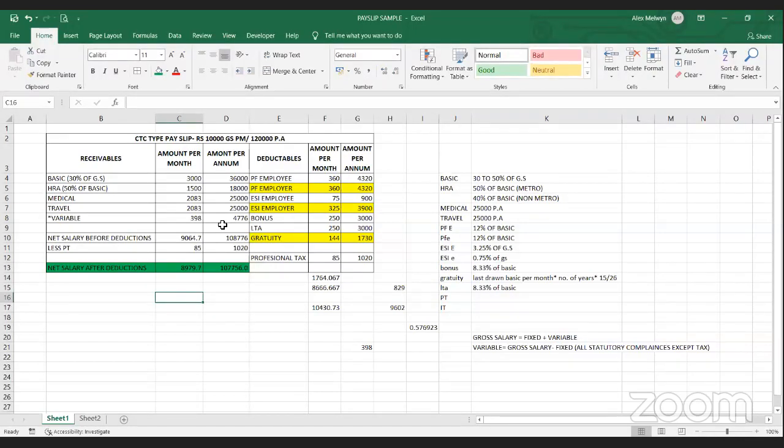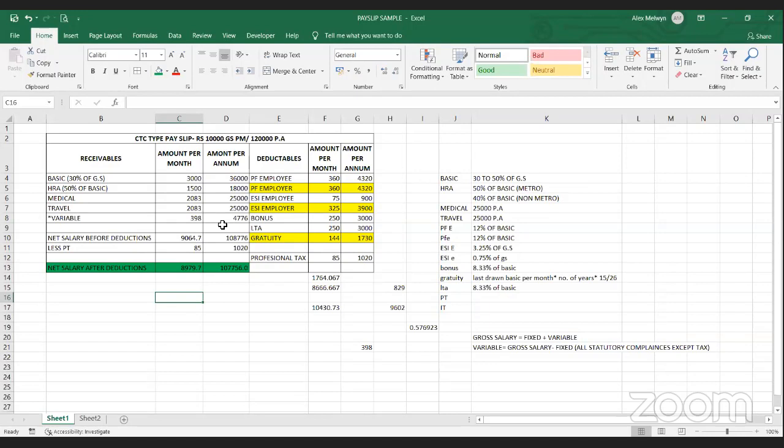These are the steps. The first step is you divide it into two columns, receivables and deductibles. The first four, basic, HRA, medical and travel, will come under receivables. Based on the percentage, do the calculation. Next, write all the deductibles: PF employee, PF employer, ESI employee, ESI employer, bonus, LTA, gratuity, everything, and do all the calculation.